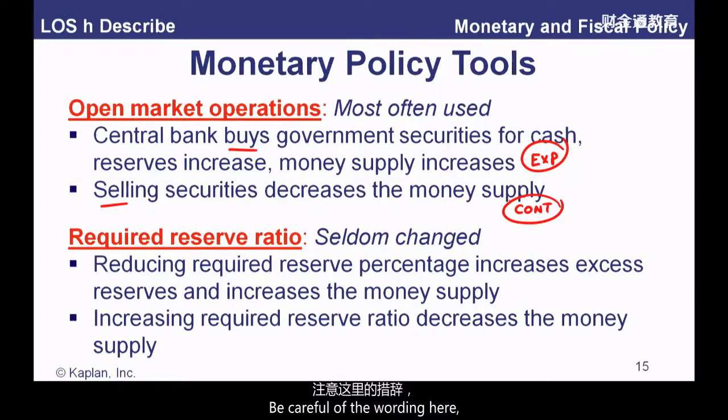Be careful on the wording here. It's not issuing, that's the Treasury. It's buying and selling government securities.